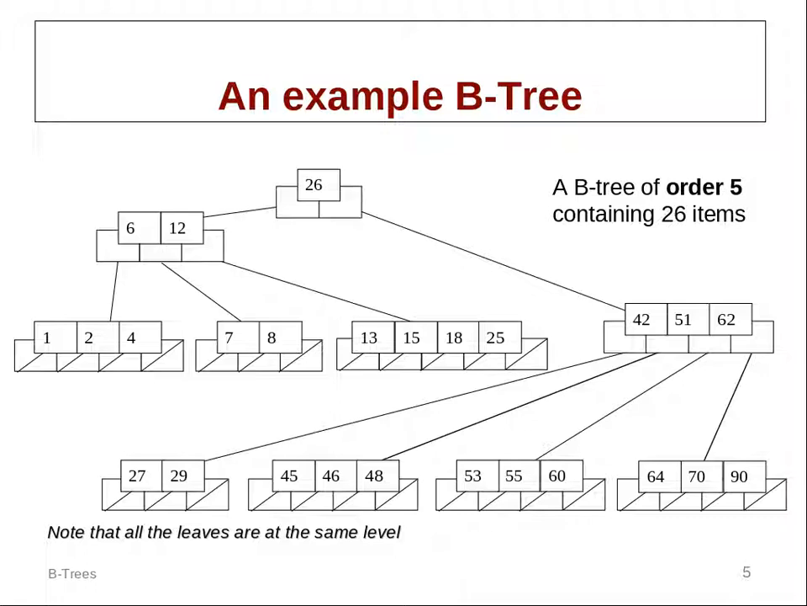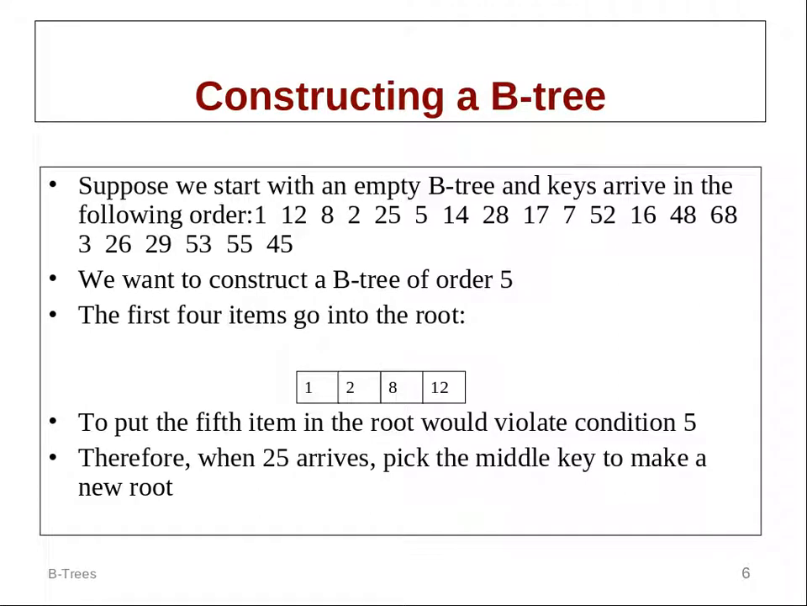So how do we do it? Let's construct. Suppose we want to start with an empty B tree and keys array in the order 1, 12, 8, 2. So here we go. We keep it in here. Notice that each node is really an array containing the keys in sorted order.